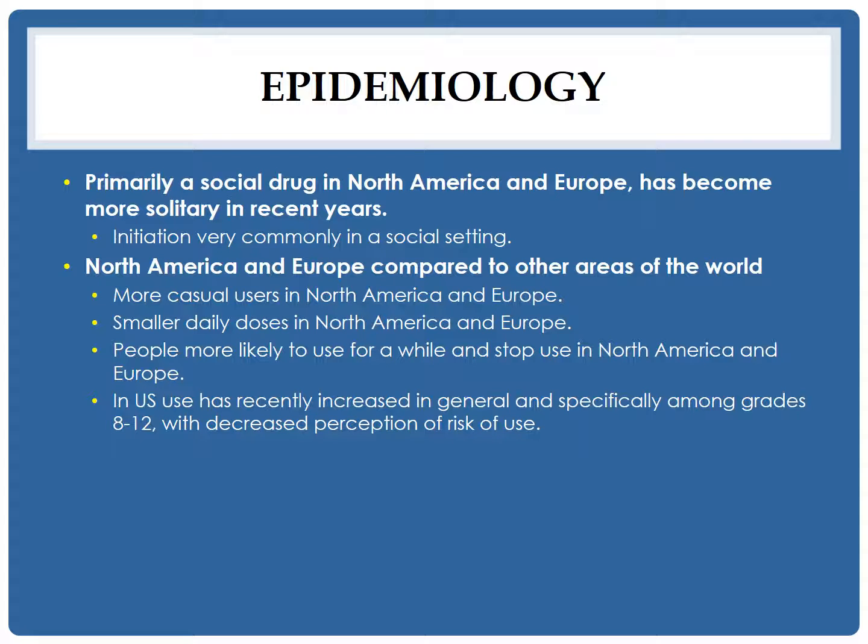The daily dose on average in North America and Europe is much lower than in other countries. It's 50 megs of THC per day on average in the US, compared with as much as 200 megs per day in some other countries. And then also, a lot of people in the US and Europe can start using it, but eventually stop using it. Whereas in other countries where the use is more extensive, people might use it for decades. And then the US use of cannabinoids has recently increased in general and specifically among young people.